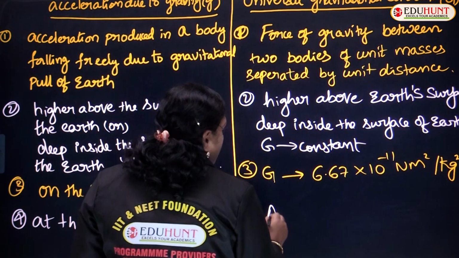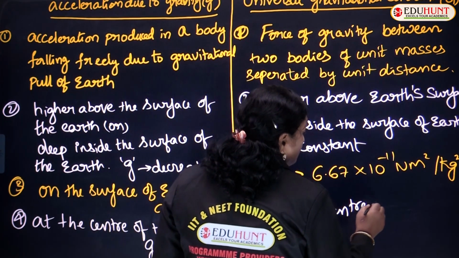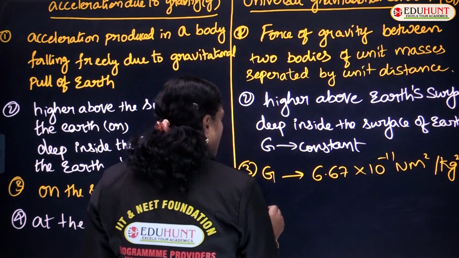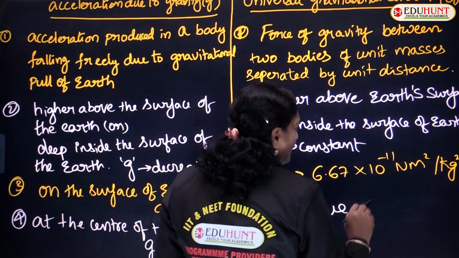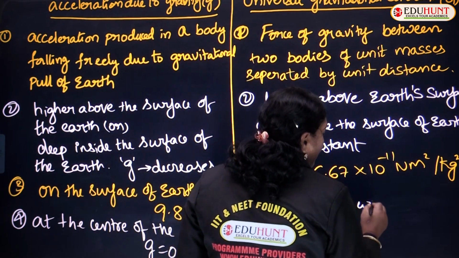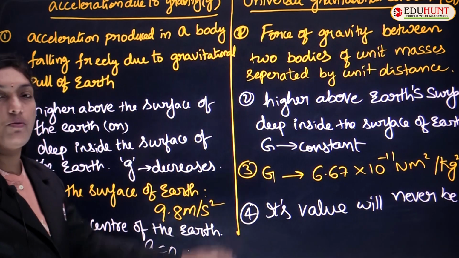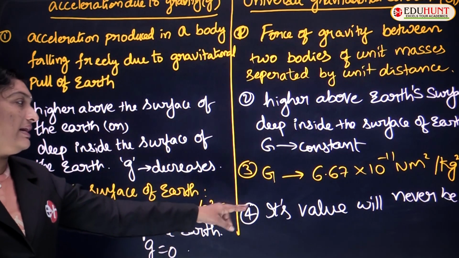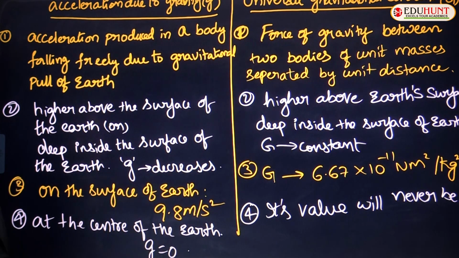But here, at the center of the earth, the value of capital G, whether it is center or anywhere, will never be 0. Always constant, that is 6.67 into 10 power minus 11 Newton meter square per kg square. Anywhere in the universe it will never be 0. But at the center of the earth, the value of small g will be 0.